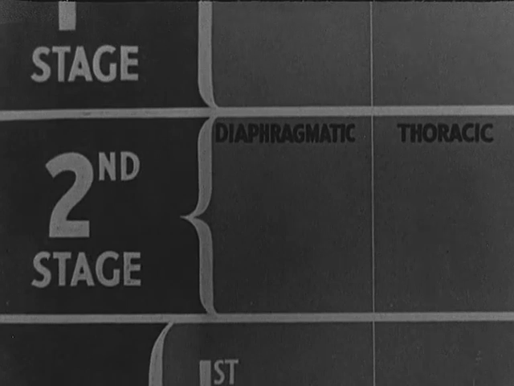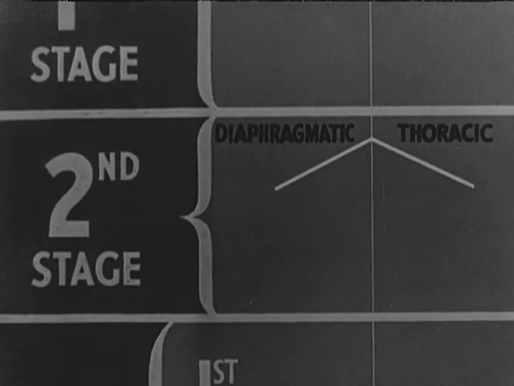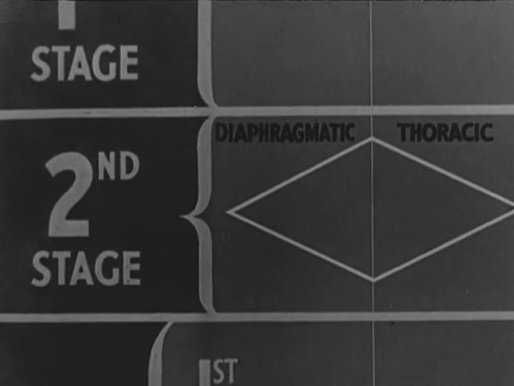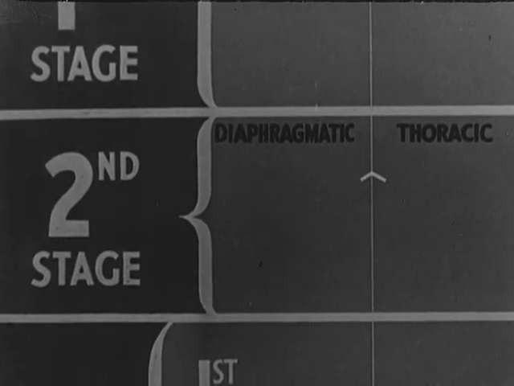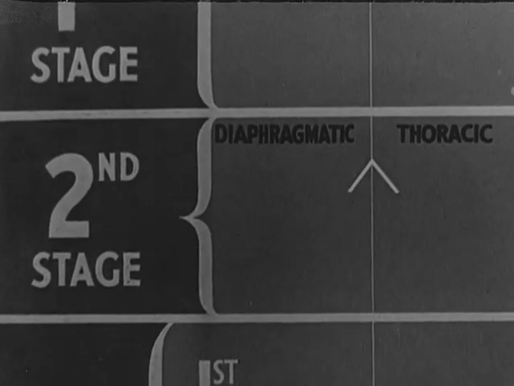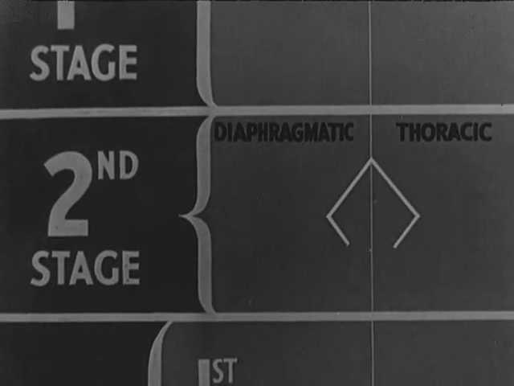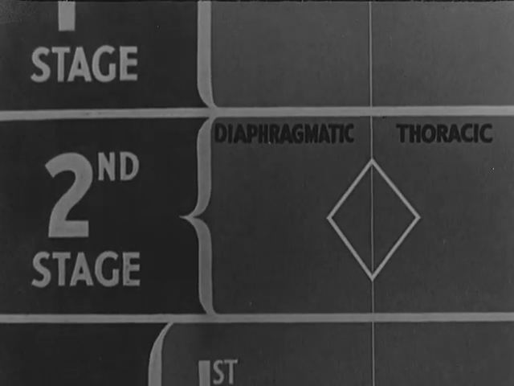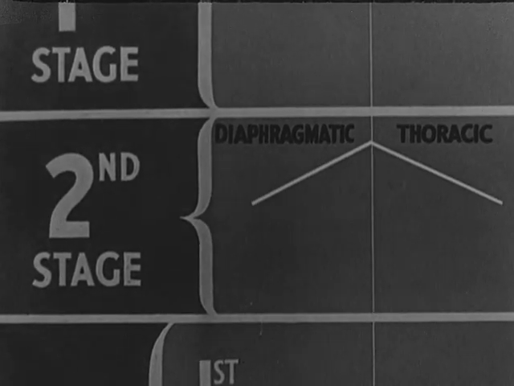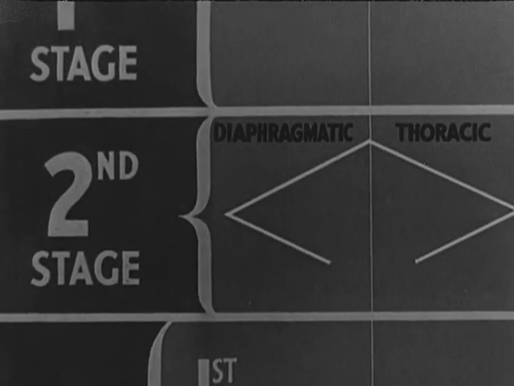In the 2nd stage, they often become irregular. A deep breath, a short breath, a long breath, and so on.